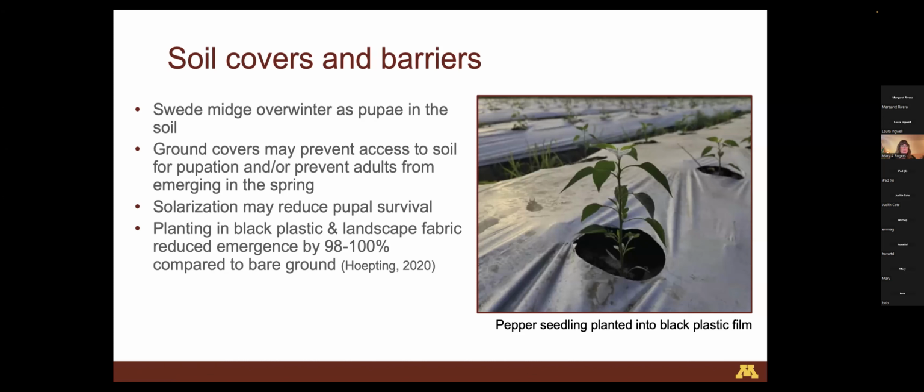And another thing to be aware of are these planting holes. So in this example, this is a pepper plant, but imagine if it's a cauliflower or brassica seedling, and that larvae pre-pupae is flinging itself from the plant, it could potentially access the soil through this planting hole. So that's another thing that we'll have to investigate.